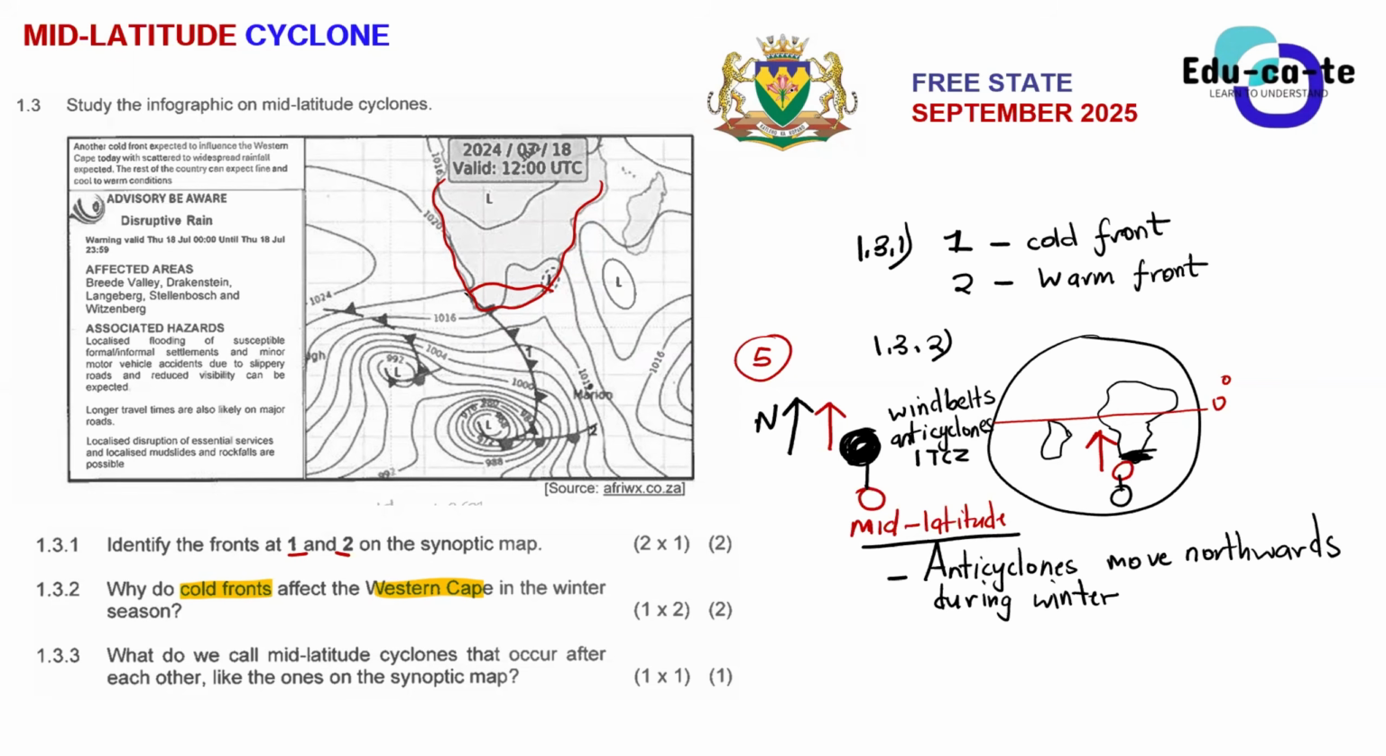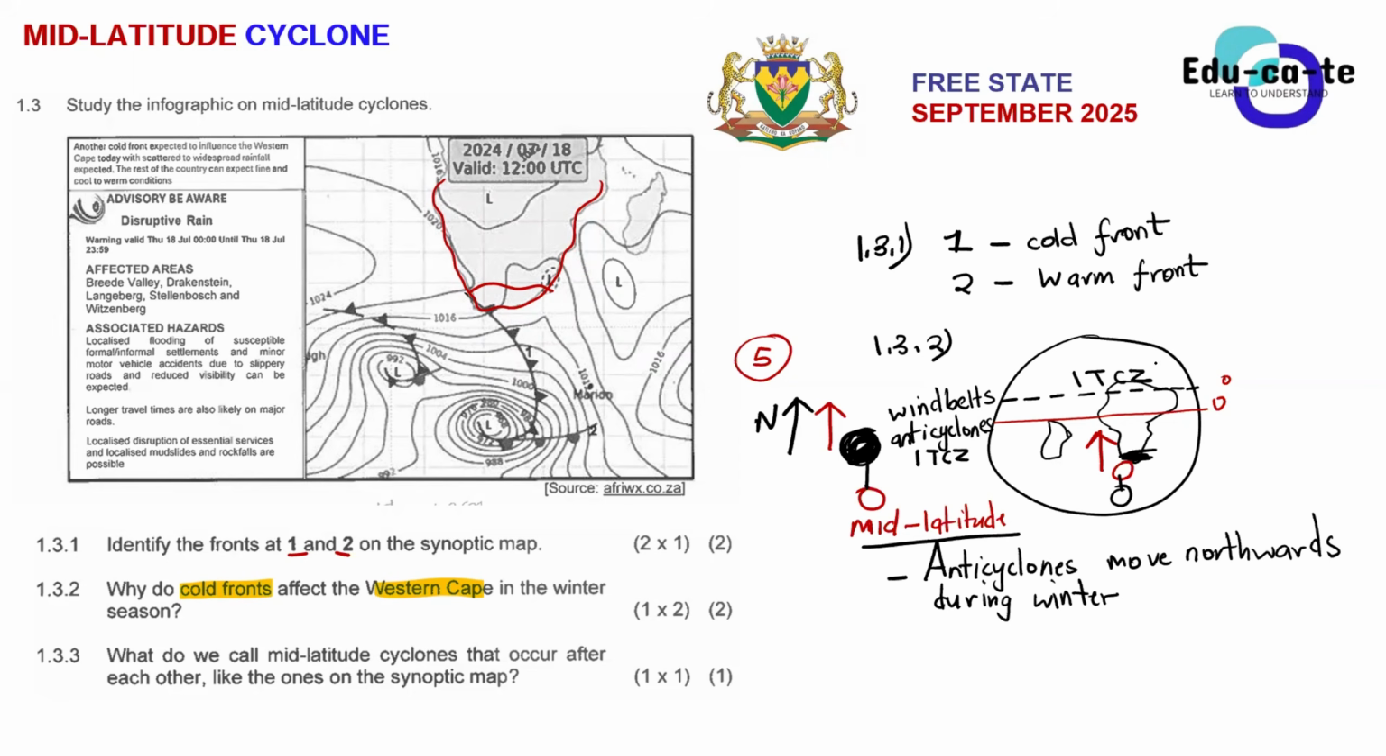Yes, sir. Okay, here you are reasoning why the mid-latitude cyclone is moving northwards. They will never ask you to reason why the anticyclones are moving northwards during winter, but I'll just give you the reason, okay? Basically, the intertropical convergence zone at the equator. Remember that during winter, in the southern hemisphere, the sun is all over the northern hemisphere. So it means that the intertropical convergence zone shifts and goes northwards.